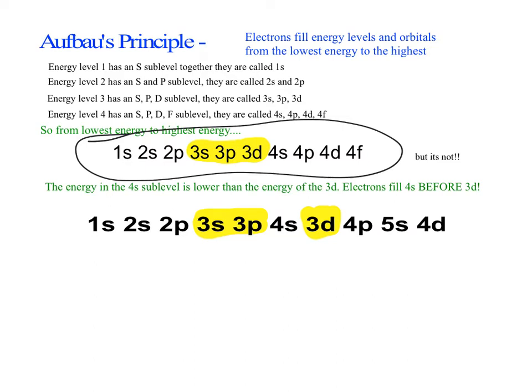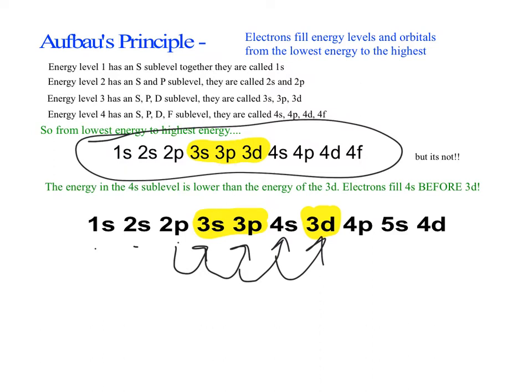The actual real filling order would be 1s, 2s, 2p, then 3s, which is good, that's normal, and then 3p, which is normal. But then before you get to 3d, you actually have to fill 4s. So you jump up to energy level 4s and then back down to 3d. For the simple reason that it's easier for an electron to fit into 4s than it is for 3d.